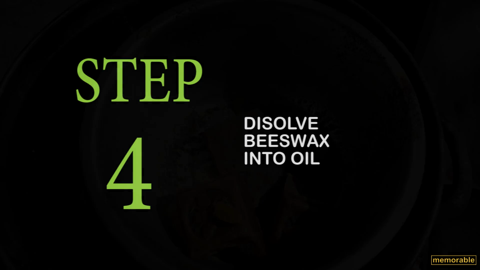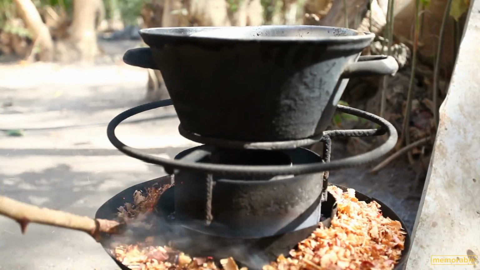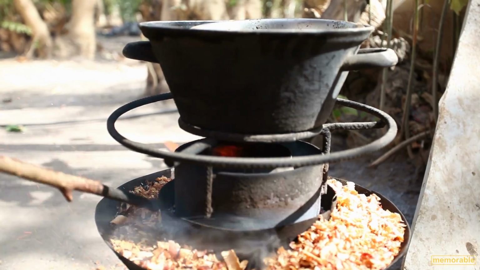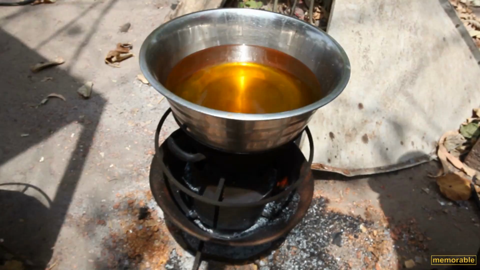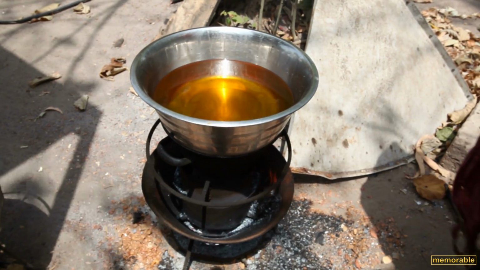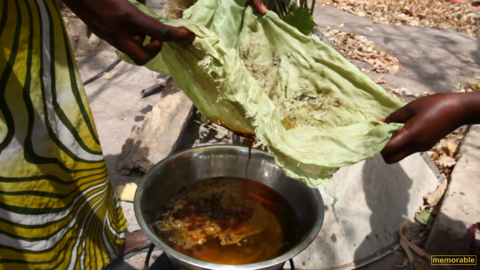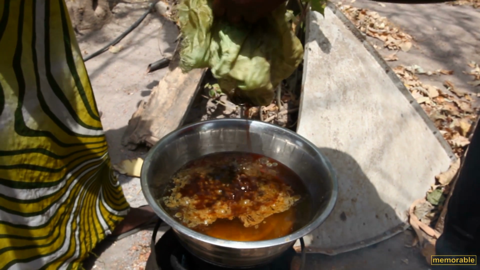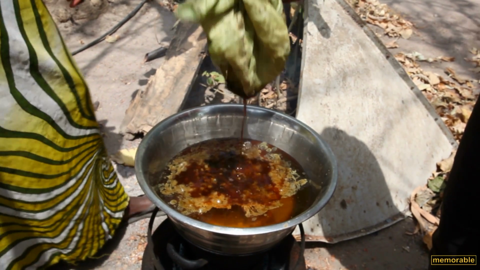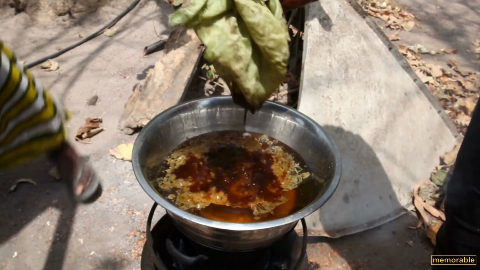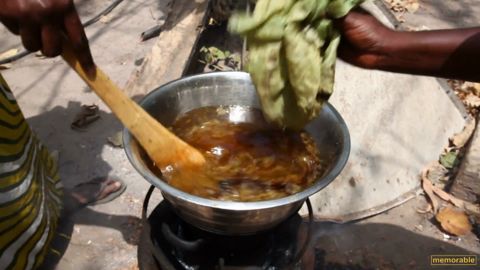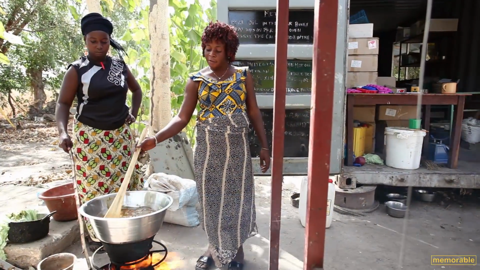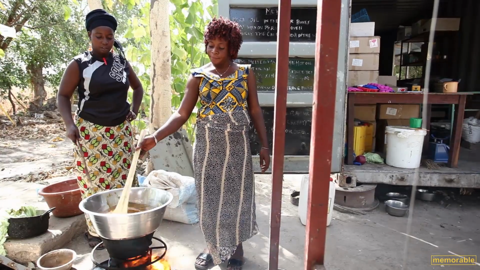Step 4. Dissolve beeswax into oil. We heat the beeswax on the stove. To melt the wax more quickly, we heat water and then place the beeswax on top of the water. Then, take your big bowl and heat the palm oil. Next, we add the beeswax to the warm oil. We use a piece of cloth, as we are showing here, to filter any dirt from the beeswax. Stir this solution until it becomes more like liquid.